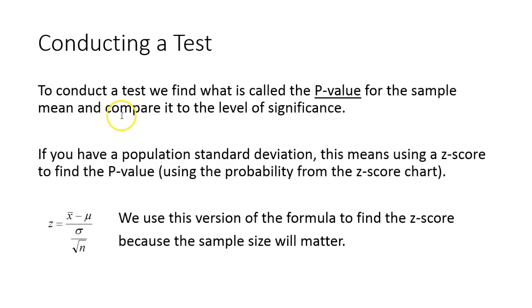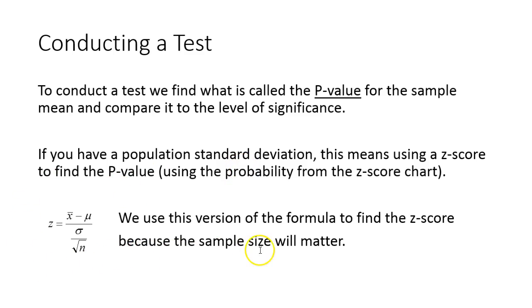So we're going to get what is called a p-value, and this is kind of similar to the probability that comes from a z-score. Okay, but we're going to get that from first calculating the z-score.